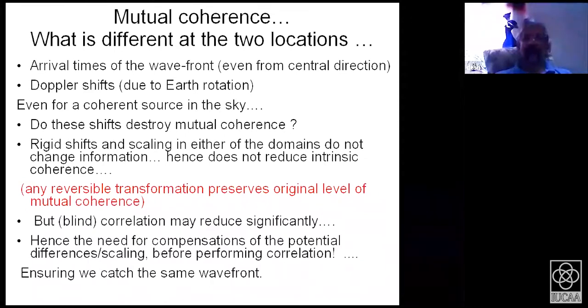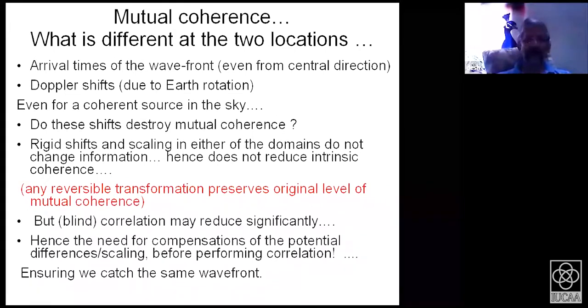But when we correct for these, we will find the true level of coherence, the intrinsic level of coherence, popping out in terms of the correlation measure. The actual interferometry involves compensation for all these potential differences and scalings before performing the correlation. And those you can begin to appreciate even more as John will describe the practical aspects of it.